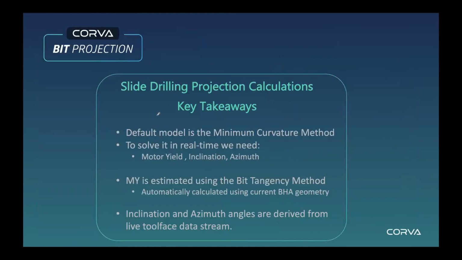Okay, so key takeaways from the slide drilling projection calculations. The default mode, as the industry standard, is the minimum curvature method. So to solve that in real time, we have to use motor yield. We have to get motor yield, inclination, and azimuth. And again, motor yield is estimated using the bit tangency method. And then inclination and azimuth angles are derived from live toolface data streams.